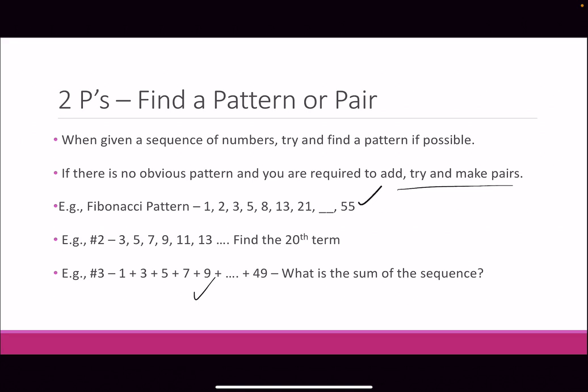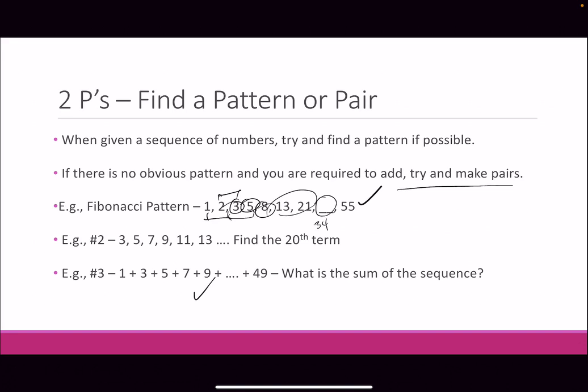The first example is a pretty common pattern that's used in exams. It's called the Fibonacci pattern, or Fibonacci sequence. Basically, you're adding two numbers to get the next number. So 1 plus 2 gives you 3, 2 plus 3 gives you 5, 3 plus 5 gives you 8, and so on. If you were to find the blank, it would be 13 plus 21, so it'd be 34.